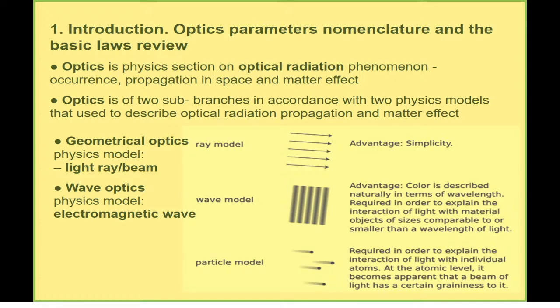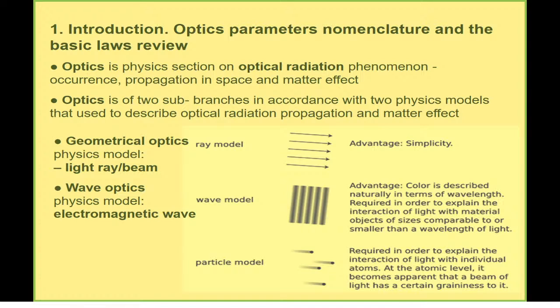Look, we start from the optics parameters nomenclature and the basic laws review. Optics actually is physics section on optical radiation phenomenon. What is this? Occurrence, propagation in space, and matter effect. This is just the problems for the optics to consider. Optics is of two sub-branches, in accordance with two physics models that used to describe optical radiation propagation and matter effect.